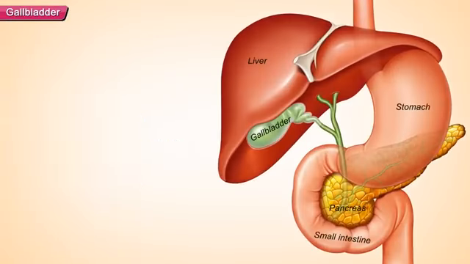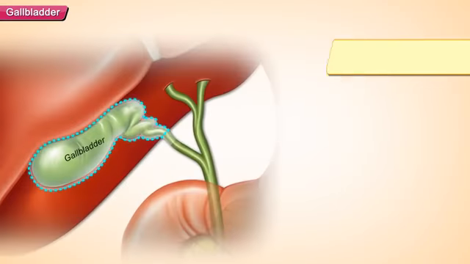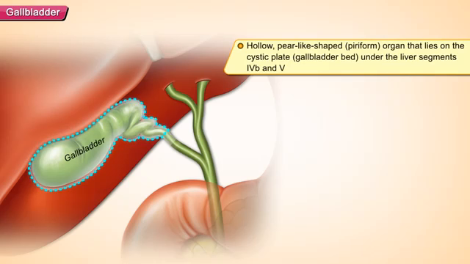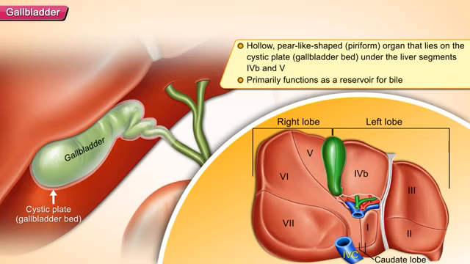Anatomy of the gallbladder. The gallbladder is a hollow, pear-shaped, pyriform organ that lies on the cystic plate or gallbladder bed under the liver segments and primarily functions as a reservoir for bile.